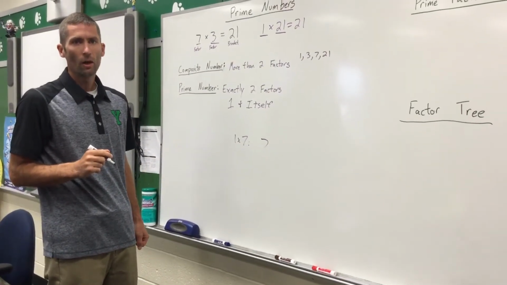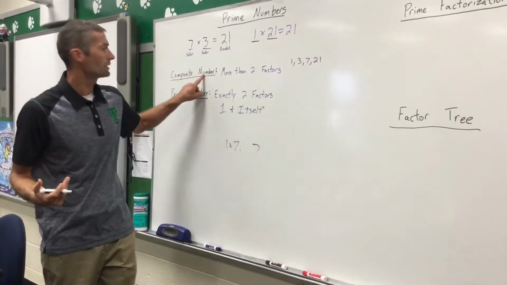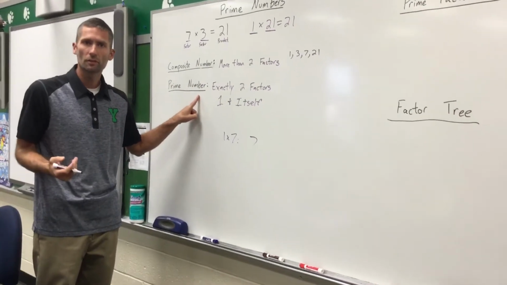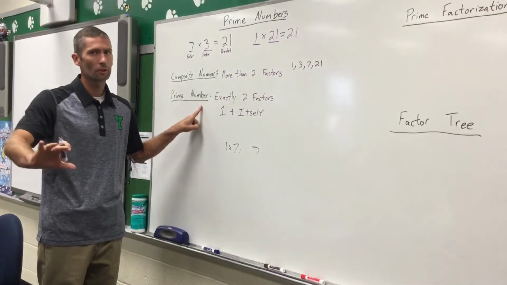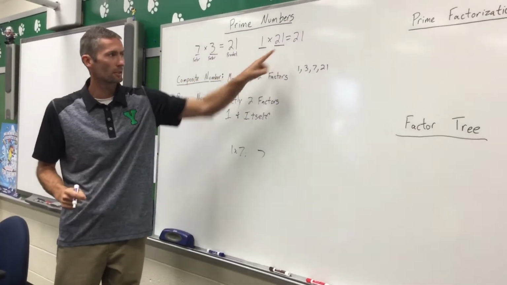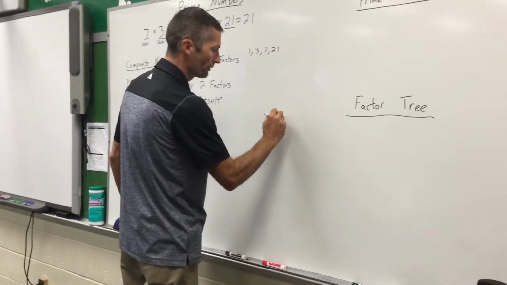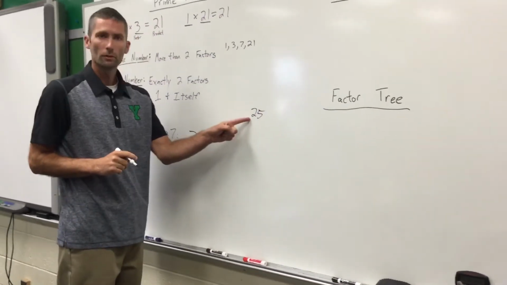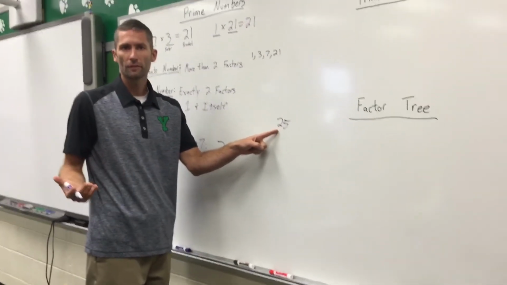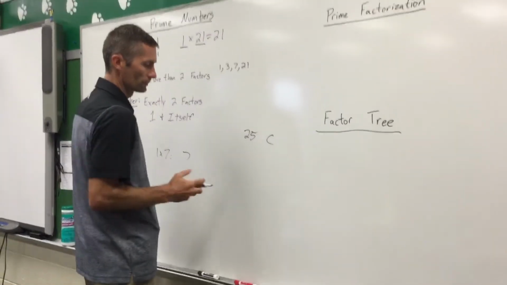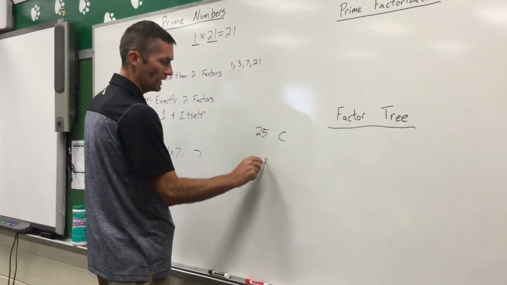Okay? All even numbers are composite except for the number 2. The number 2, the only numbers you can multiply are 1 times 2. Not all odd numbers are prime. 21's an example of one that's not. Okay, so let's take some numbers. 25. Well, we can do 1 times 25, but we can also do 5 times 5. So 25 is composite.